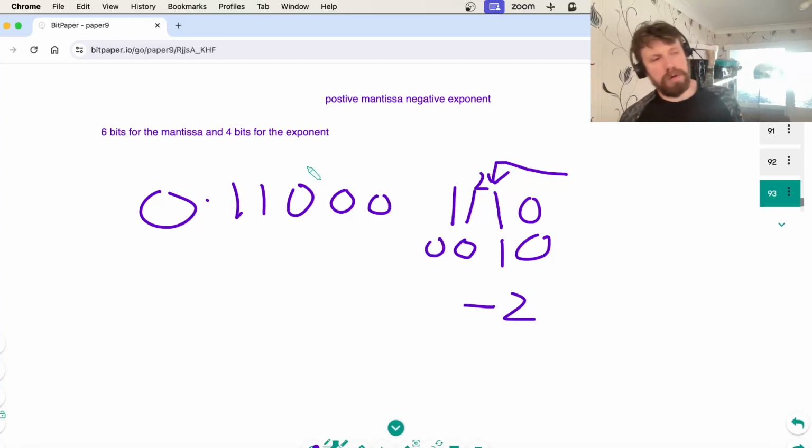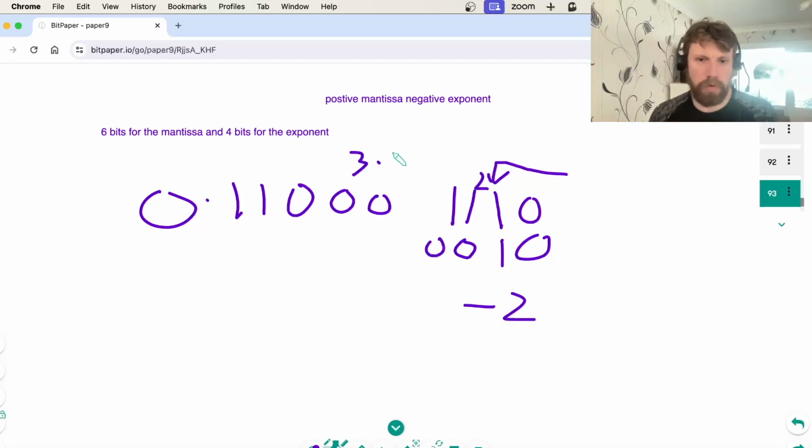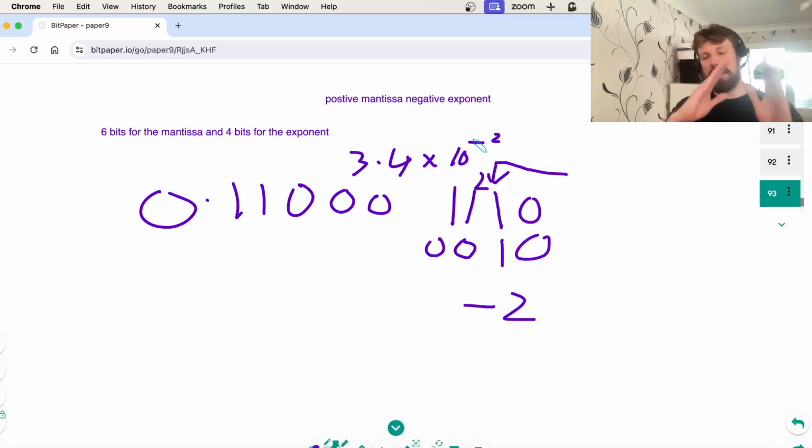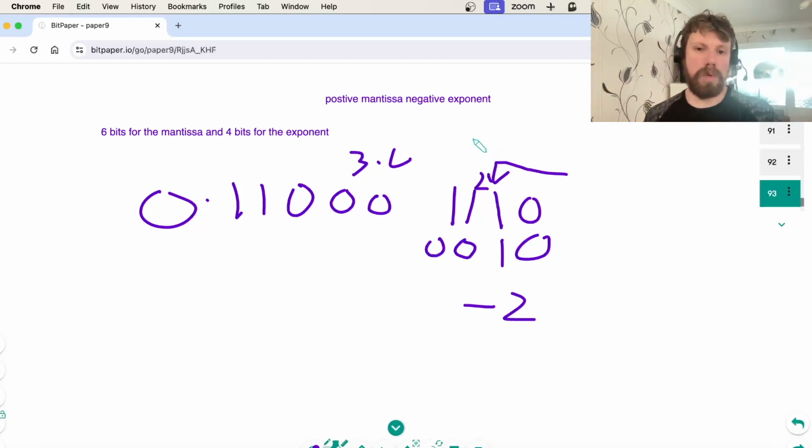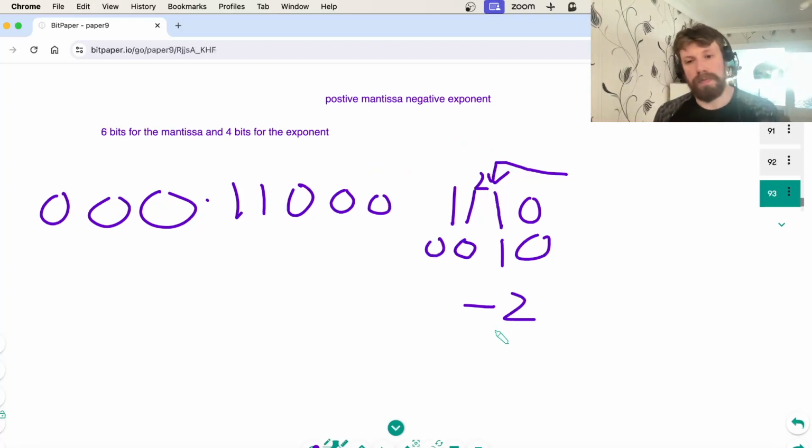Now, if we think about 3.4 times 10 to the minus 2, that makes the number smaller, doesn't it? It's the same situation in this one, where we need to make this number smaller. So we're going to put in a couple of zeros. This corresponds to the number. So if this was a 4, you would add in 4 zeros. This is 2, so we're going to add in 2 zeros.